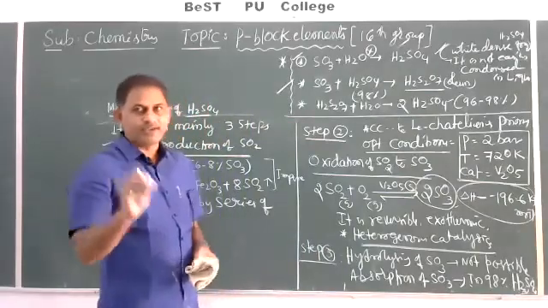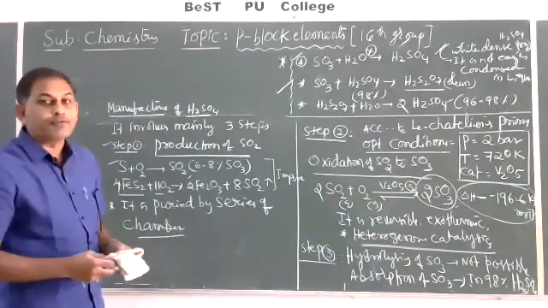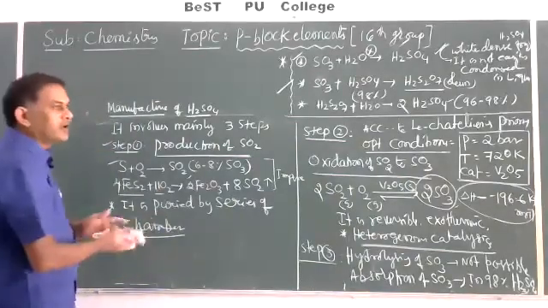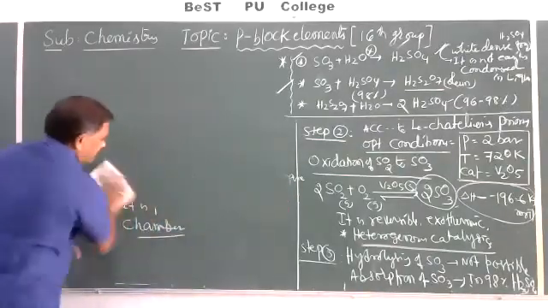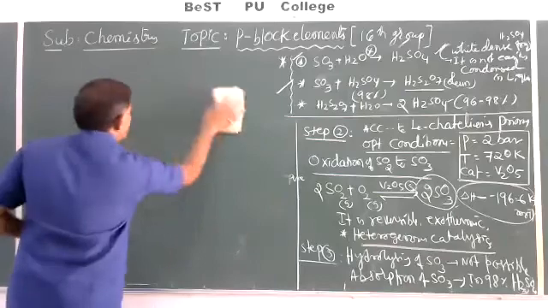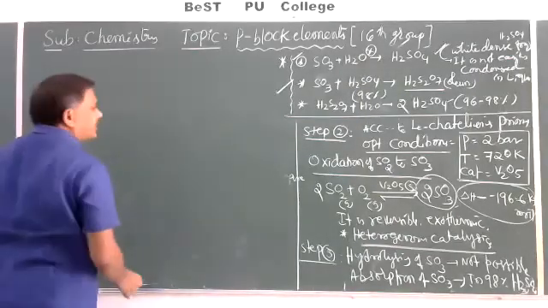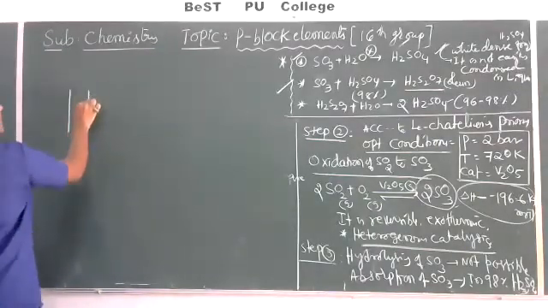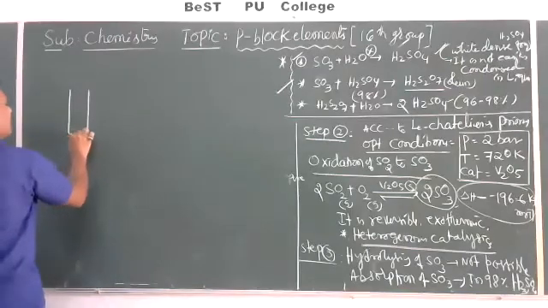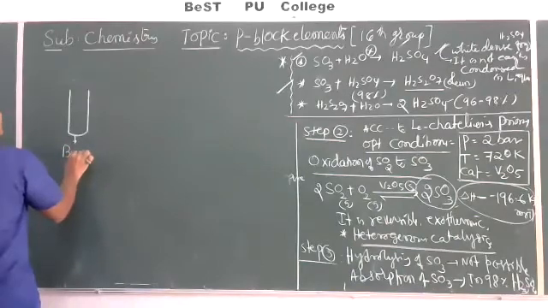Just within 5 minutes, I'll cover the series of chambers, how to purify this sulfur dioxide by using a series of chambers. Listen here, in this manufacture of sulfuric acid, we want first one chamber. The chamber is generally your burning chamber. This is the burning chamber.